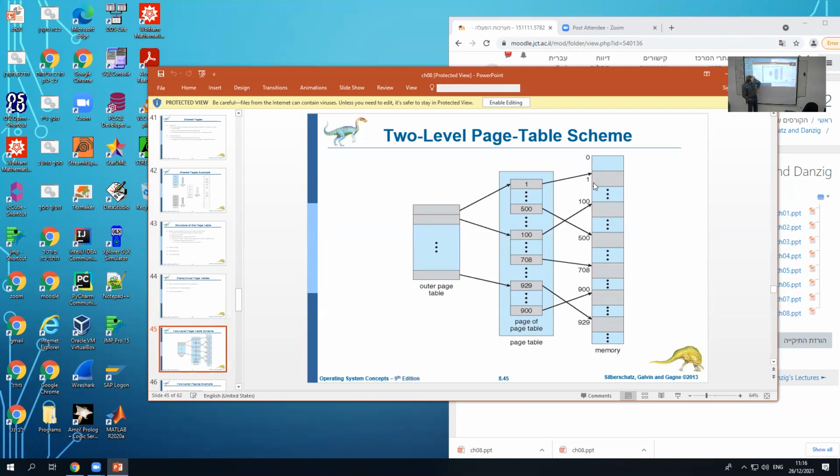What's the point of having the 2 page tables? I'll show you. What's the point of having 2 page tables? I'll go back again. We've got to get a running start here.